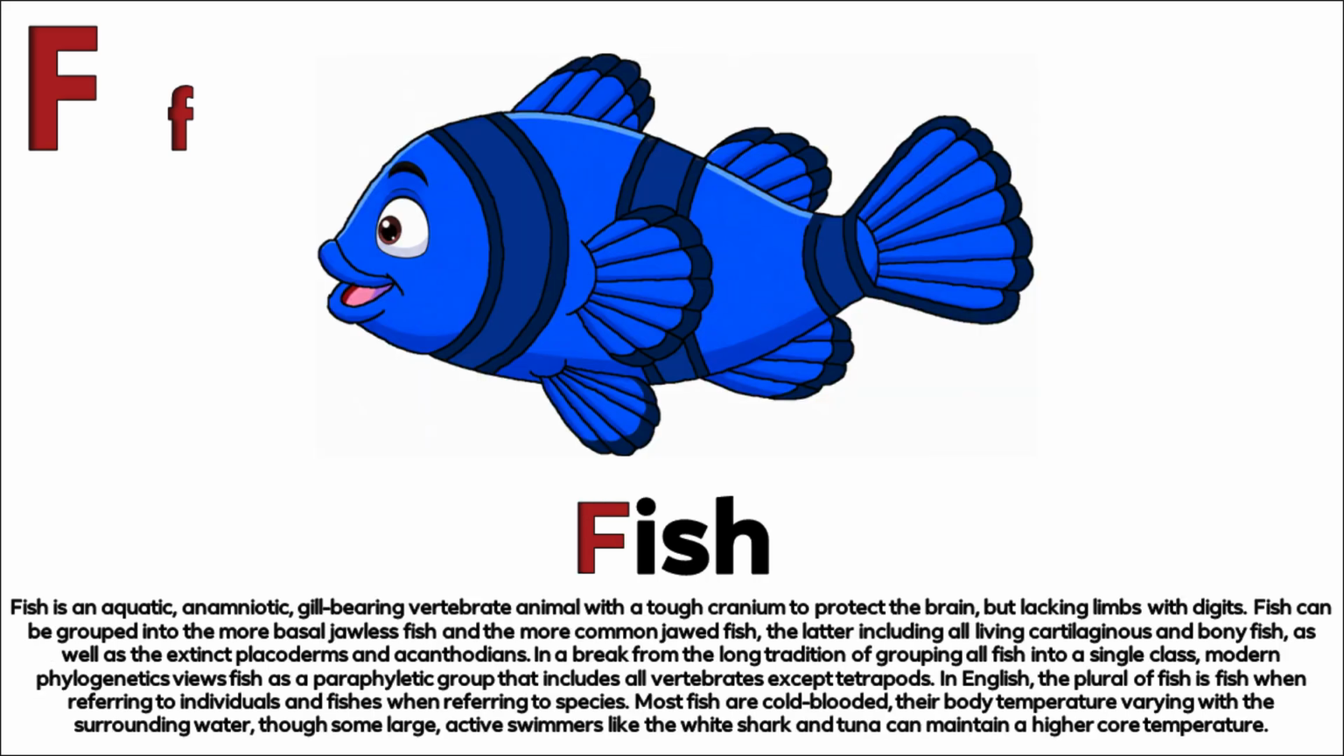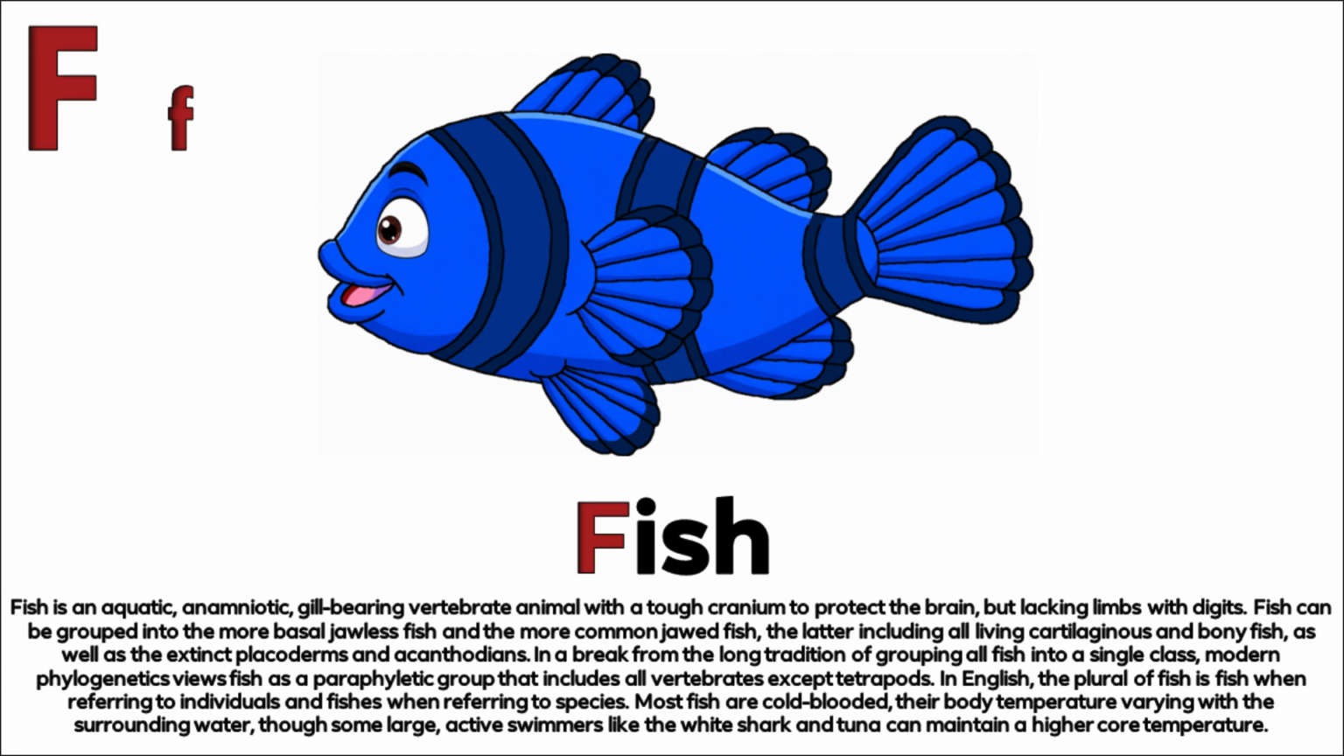F. Fish. Fish is an aquatic, anamniotic, gill-bearing vertebrate animal with a tough cranium to protect the brain, but lacking limbs with digits. Fish can be grouped into the more basal jawless fish and the more common jawed fish, the latter including all living cartilaginous and bony fish, as well as the extinct placoderms and acanthodians.